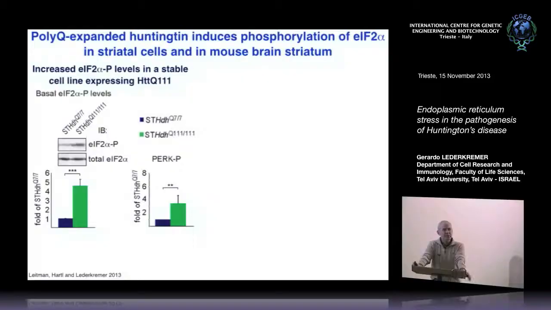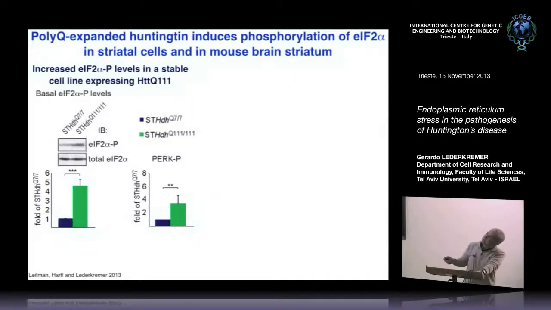What I showed you so far was using a form of Huntington, a mutant that's only expressing the exon 1, that has this polyglutamine repeat. And what if we look at the full-length Huntington? Also here we're looking at a stable cell line, stably expressing the Huntington. And we can see that if you have the wild type, there is a little expression of this phosphorylated eIF2 alpha, again, the early marker of the UPR. But the basal levels of this phosphorylated eIF2 alpha in the cells with the pathogenic Huntington are much higher. So there's a larger basal UPR, so constant ER stress in these cells. And the same for the kinase that phosphorylates this form.